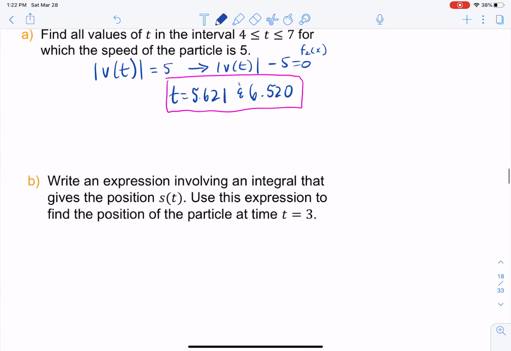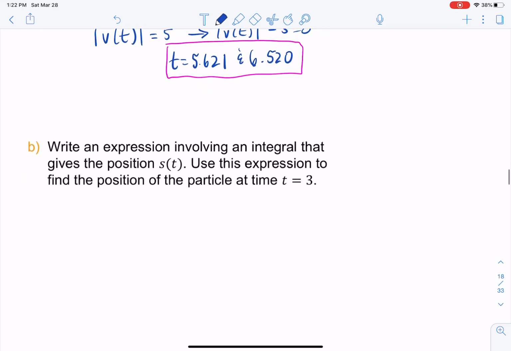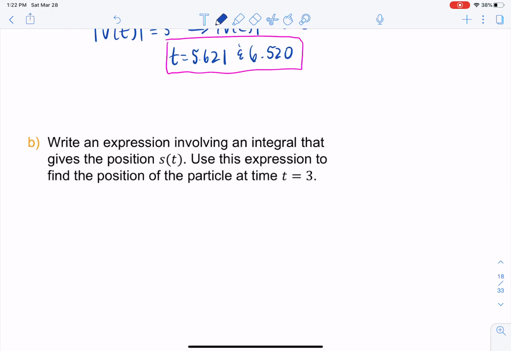Write an expression involving an integral that gives the position s of t. Use this expression to find the position of the particle at t equals 3. Okay, well, we've done this a number of times. I have a rate equation. I need to work backwards from that rate equation to get the original quantity.